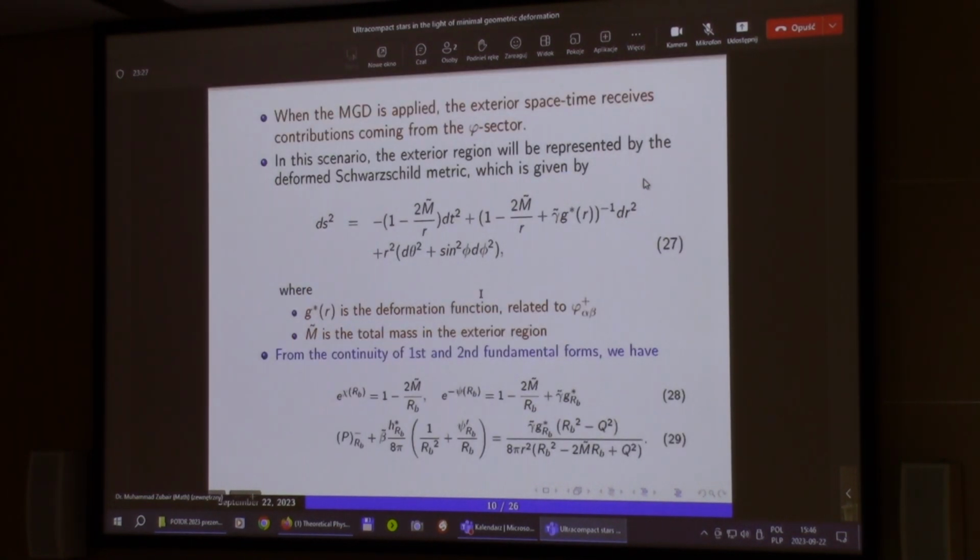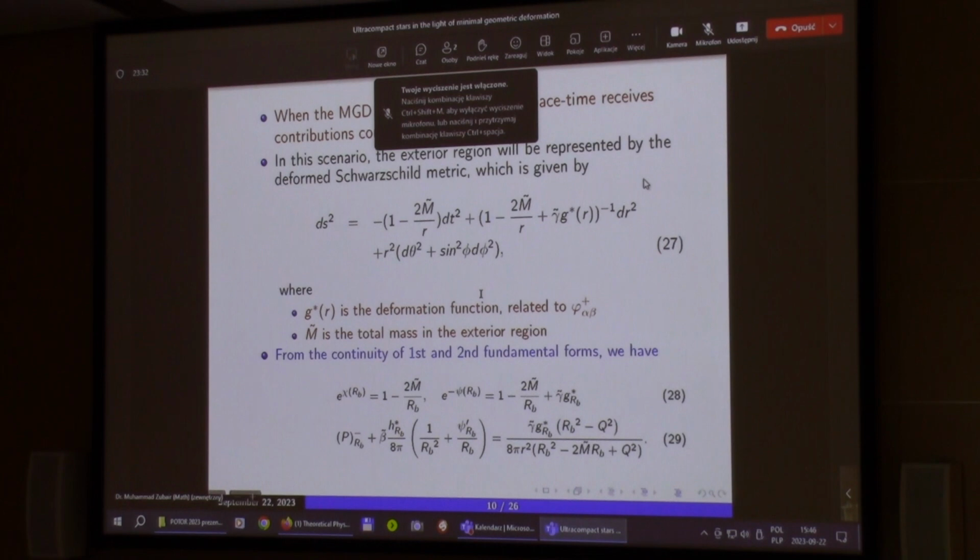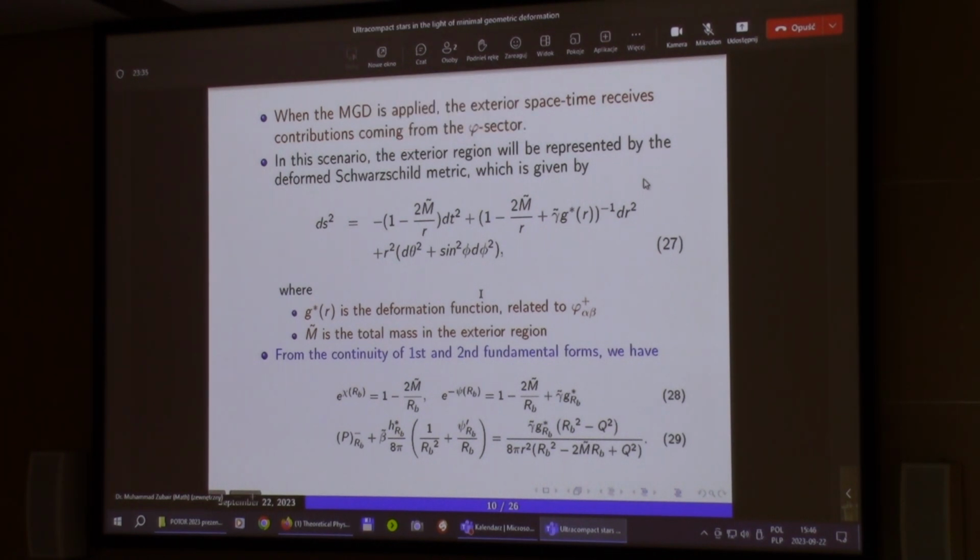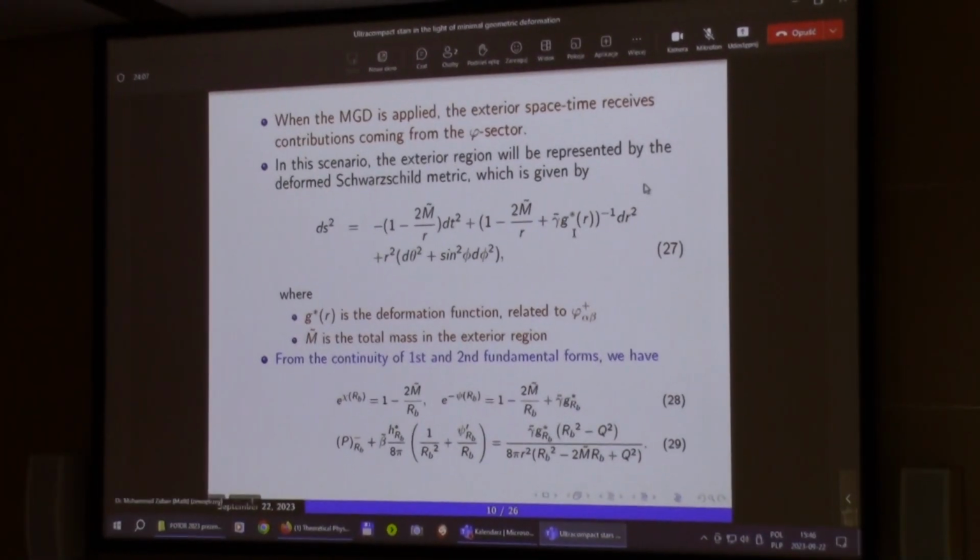To apply the MGD approach, we pick up the exterior spacetime, and the contribution coming from the additional source we call the theta sector. In this case, if you see equation 27, there is an unknown function g static as a function of r. We will calculate this function. We just deduce this function to show that it will opt for some external source from the deformed case, and capital M is the total mass in the exterior region.